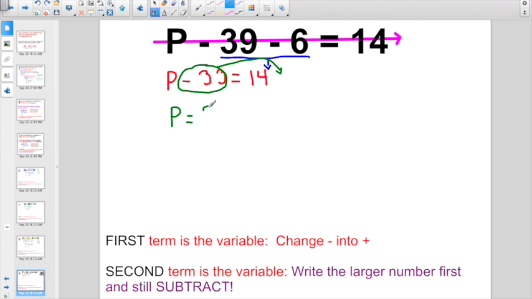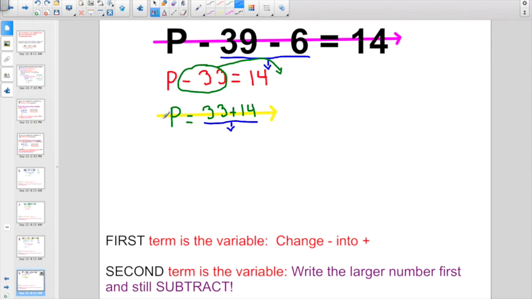So subtraction equations, I always get in the habit of always writing the big number first, because if it's an adding equation, it doesn't matter which goes first. If it's a subtraction equation, you have to get the larger number first. So I have P equals 33 plus 14. Let's go ahead and combine terms. I have 33 plus 14, and I'm going to go and combine those into an answer.